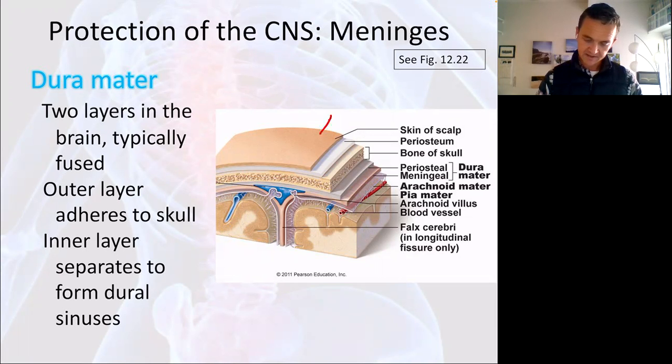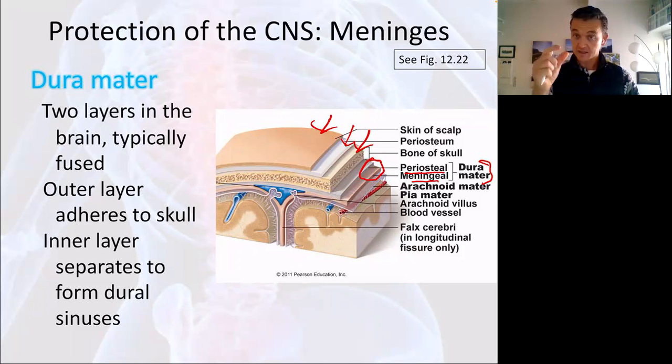So here is the skin on top of the scalp. Here's some periosteum, right? And then the bone of the skull, okay? And then underneath that, we've got 2 layers of dura mater, okay? We've got the periosteal layer and then the meningeal layer. So all of this is dura mater. So big, thick, tough connective tissue. That outer layer sticks to the skull. The inner layer separates the dural sinuses.